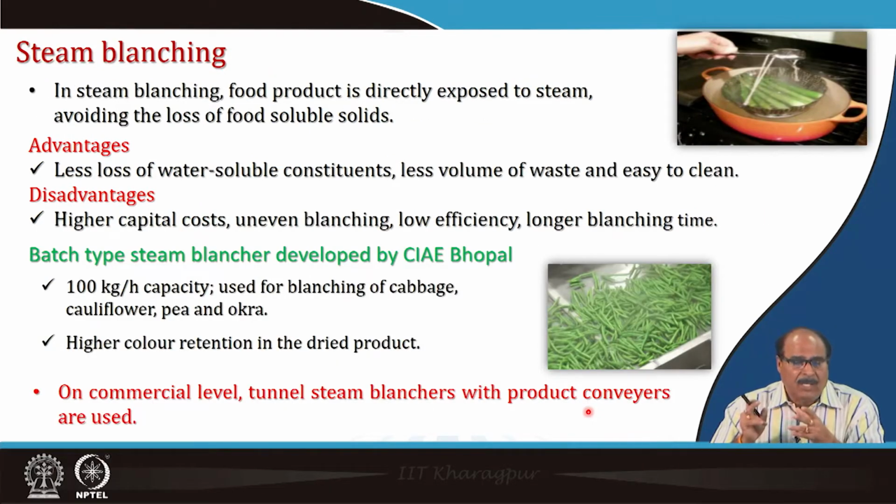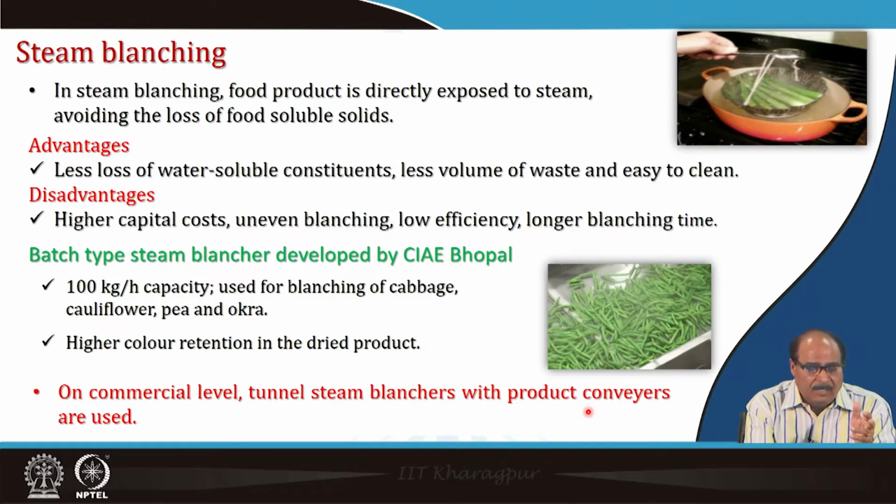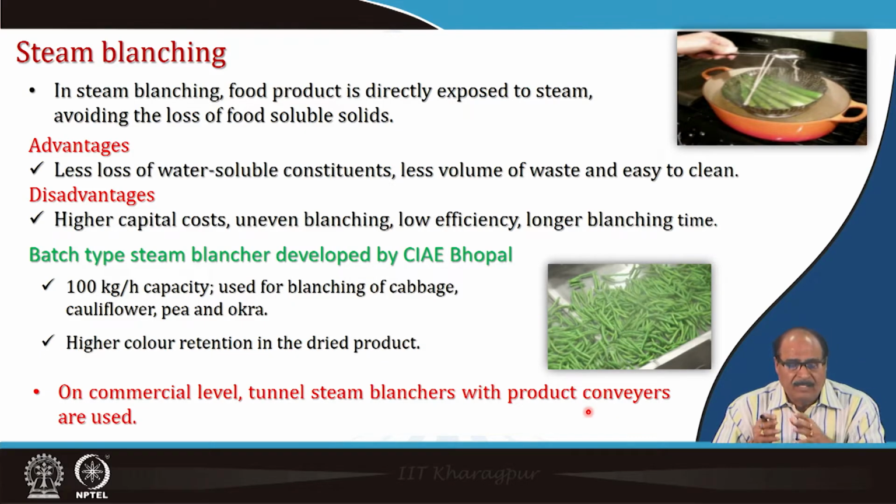Steam blanching: in steam blanching the food product is directly exposed to steam to avoid the loss of the soluble solids. On commercial level, generally tunnel steam blanchers with product conveyors are used. CIAE Bhopal has claimed developing a steam blancher with 100 kg capacity per hour, which is used for blanching of cabbage, cauliflower, pea and okra, and they claim that there is a better retention of the color in the dried product.